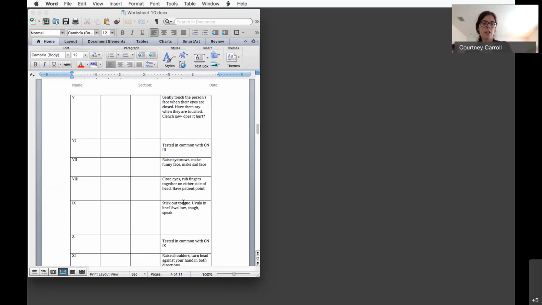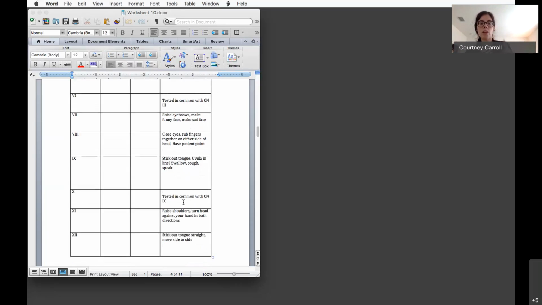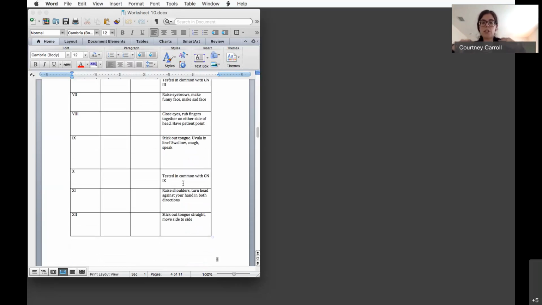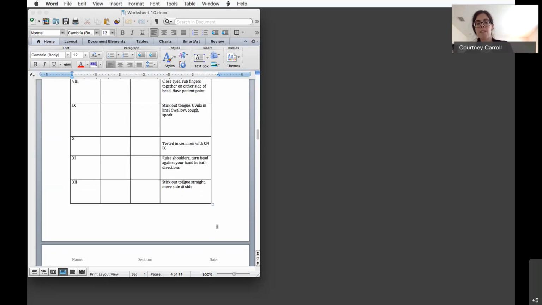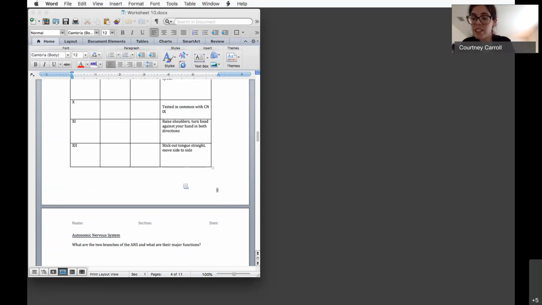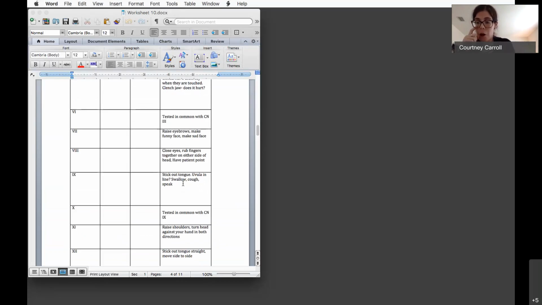You're going to have them stick out their tongue, swallow, and do all that. Raise their shoulders, turn their head. Can they do all that? Yes, great. Stick out their tongue, moving around. Great. Most of these you'll just write yes in the test column. I think it's pretty straightforward, so you're going to do that.